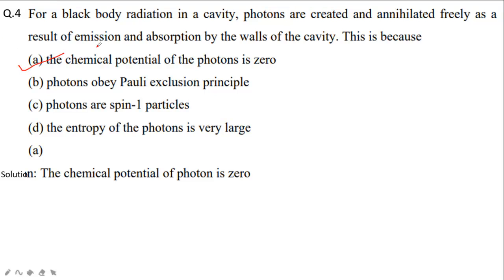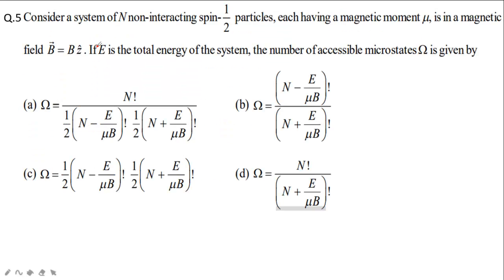So we are getting option A correct for the 4th one. Moving ahead, question number 5. Consider a system of n non-interacting spin half particles, each having the magnetic moment mu, in a magnetic field B equals to B_z cap. If E is the total energy of the system, the number of accessible microstates omega is given by... And here are the 4 options. And we have to conclude which option is the correct one.